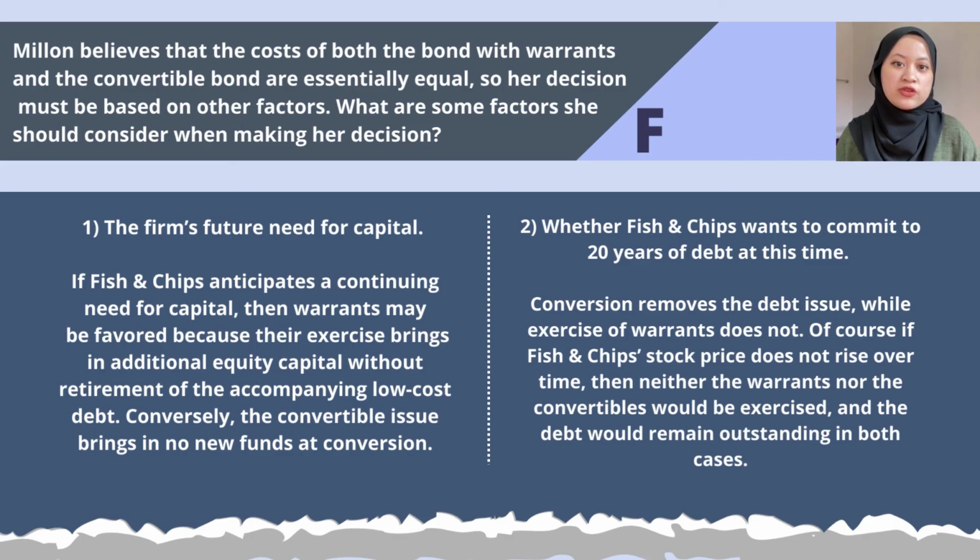Another opinion might be whether Fish and Chips wants to commit to 20 years of debt at this time. This is because conversion removes the debt issue while exercise of warrants does not. If the firm's stock price does not rise over time, then neither the warrants nor the convertibles would be exercised, and the debt would remain outstanding in both cases.